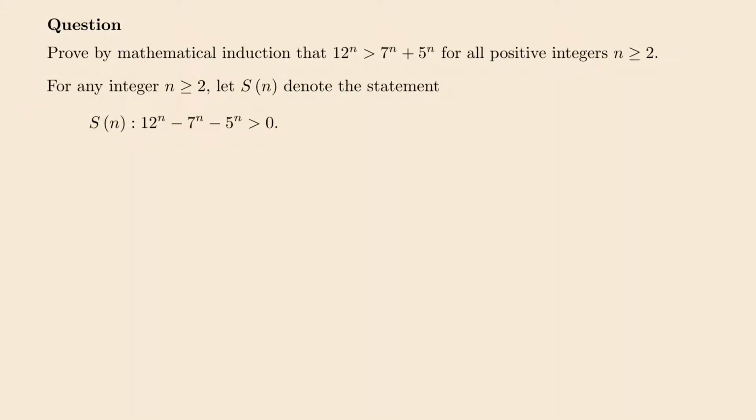When tackling this problem, one approach is to move everything to one side and show that 12 to the n minus 7 to the n minus 5 to the n is greater than 0 is true for all n greater than or equal to 2. Let's get into the proof.